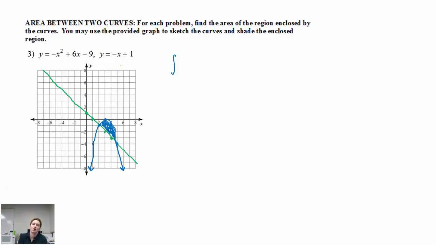We are not worried at all about what the y values are for our points of intersection. So here's one of our points of intersection, which is at 2. Here's the other one, which is at 5. So we're going from 2 to 5. Our first function is our parabola. And then we're going to subtract our line.